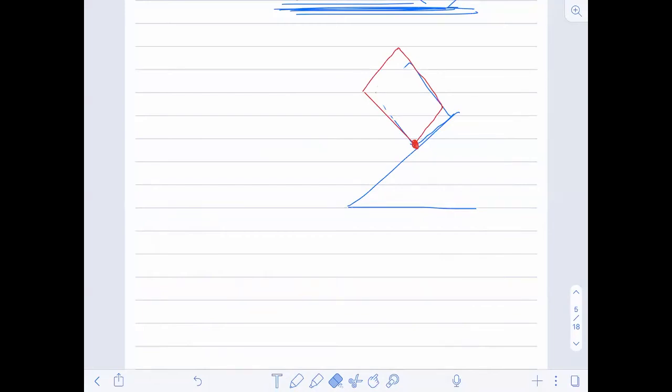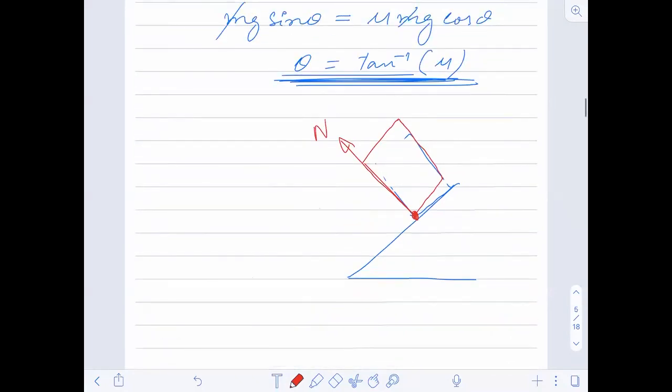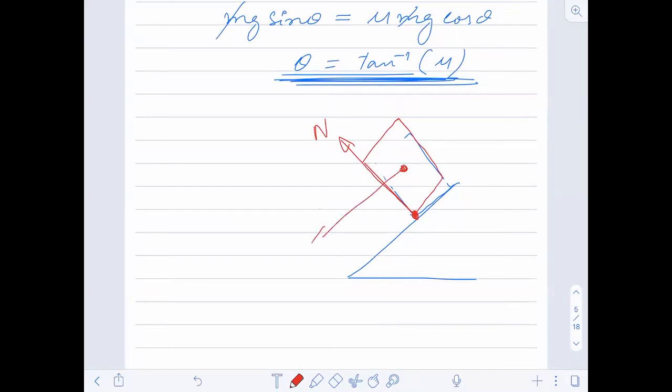Like this. Okay. So now if you see here, where is the contact? Contact is here only. So here I am having the normal reaction. Okay, this is N. Mg sine theta will act from the center of the block towards this direction. Friction force will be acting from this contact point in this direction. Fine. And this will be mg cos theta.